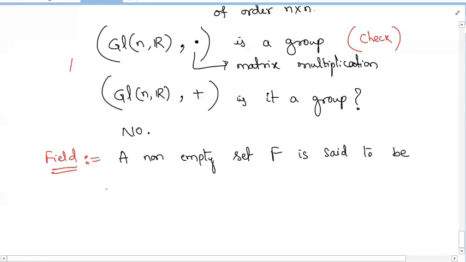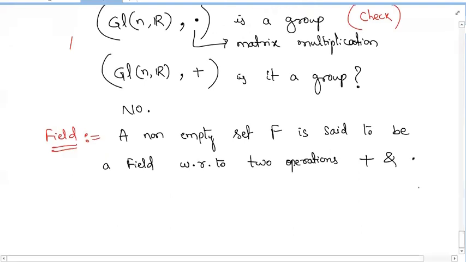Field. With respect to two operations, plus and dot. Plus is called addition, not vector addition. Sorry, it's a simple addition, and dot is called multiplication.